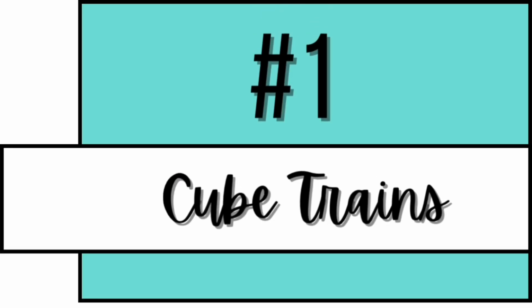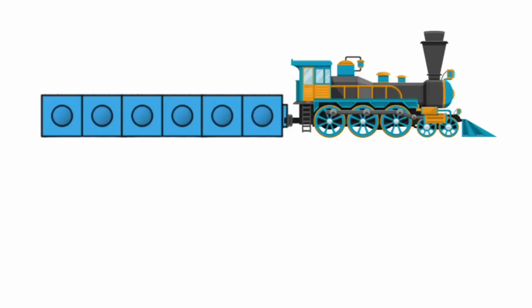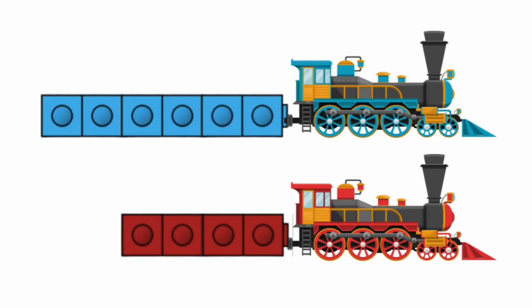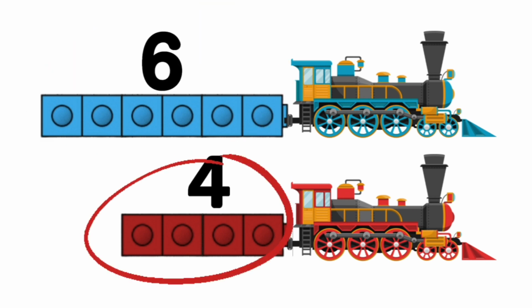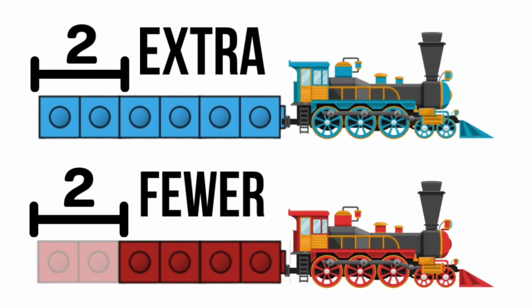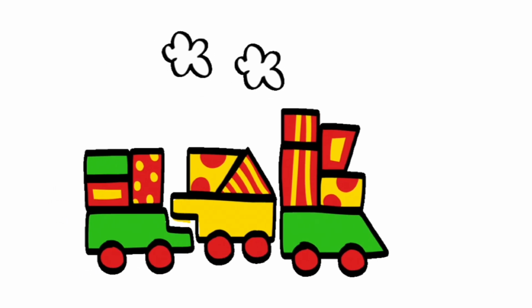For this activity, you'll need some linker cubes. Line up 2 different amounts of cubes. Have your child count how many cubes are in each train. Then ask which train has more and which train has less. Ask how many extra cubes the longer train has. Do this with different quantities and make sure you change up the questions as you build.